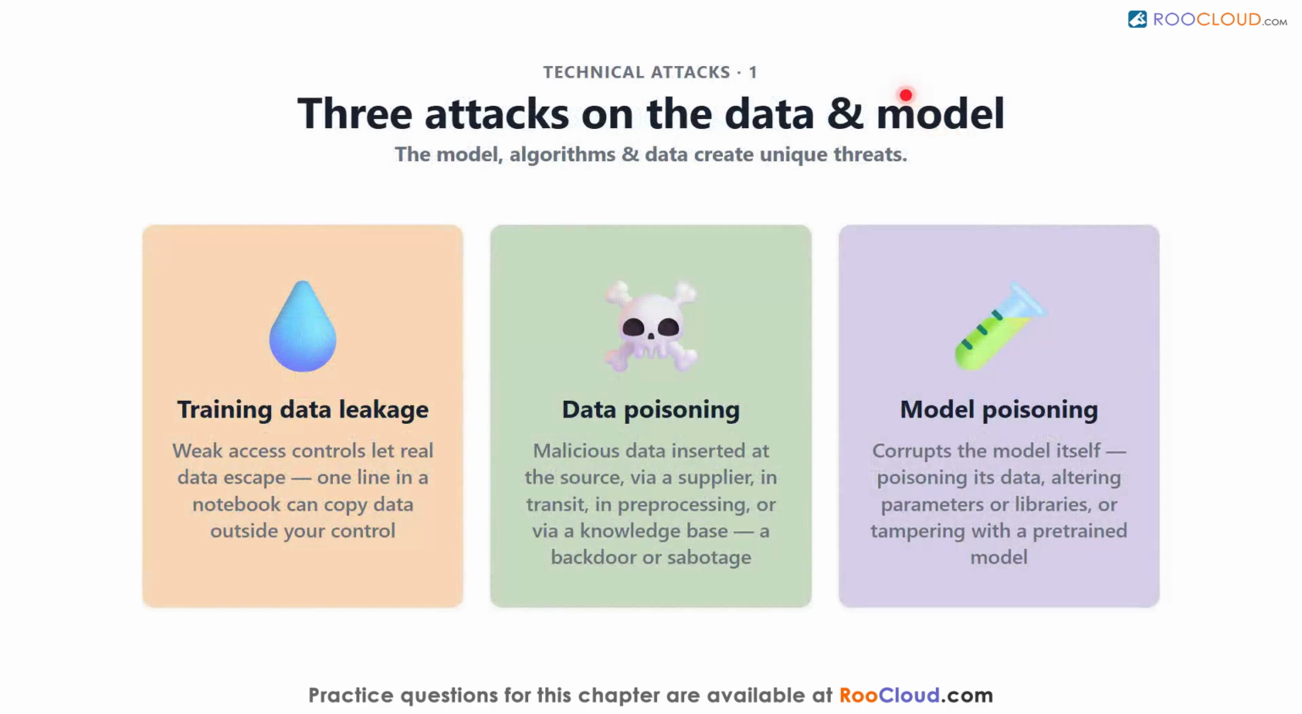Let me detail the most important technical attacks, starting with 3. Training data leakage happens when weak access controls let real data escape from the development environment, where a single line of code in an analysis notebook can quietly copy data outside the organization's control. Data poisoning inserts malicious data into the training set, and it can enter at the source, through a supplier, in transit, during pre-processing, or through an external knowledge base, creating either a hidden backdoor or outright sabotage. And model poisoning corrupts the model itself by poisoning its data, directly altering its parameters or libraries, or tampering with a third-party pre-trained model.